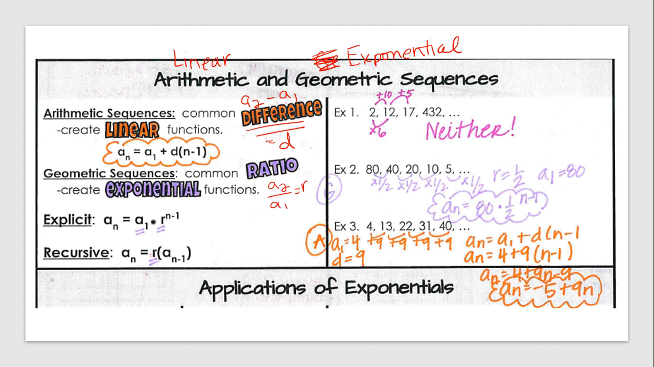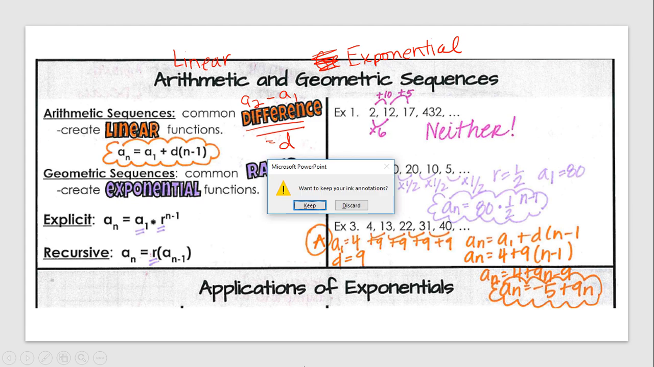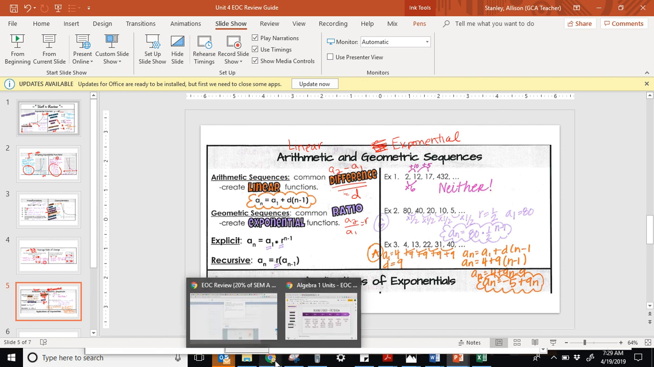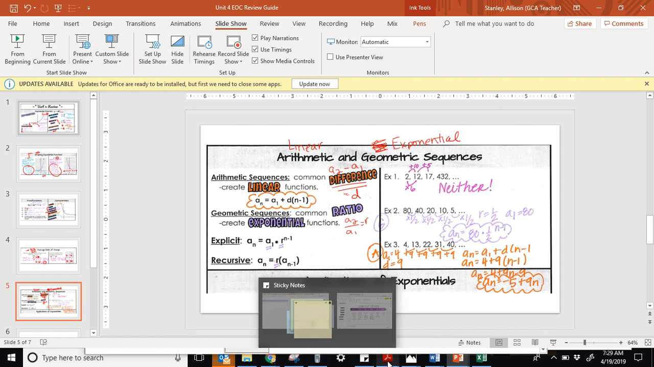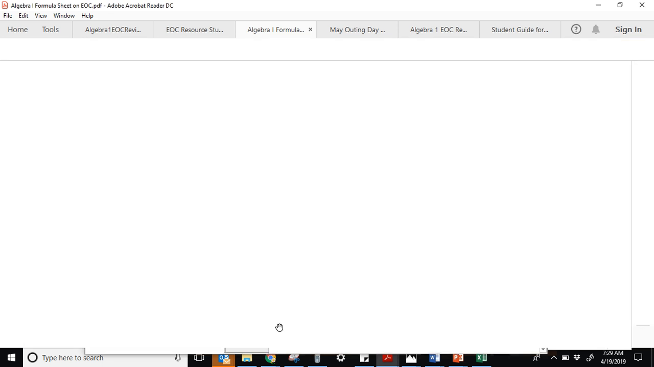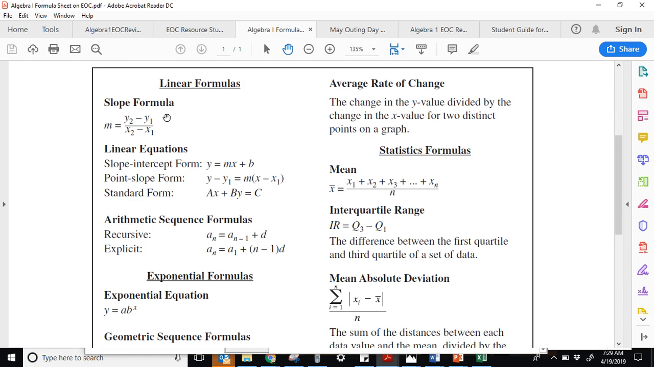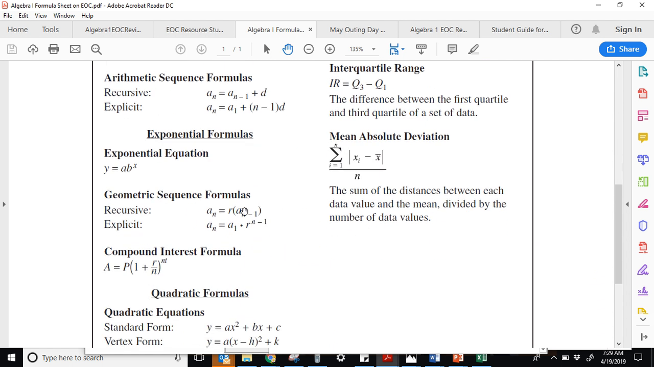Again, the a and the d are not on your formula sheet specifically, but your explicit and recursive rules are. So let me just pull that up really quick. Notice under linear formulas, you have your arithmetic sequence. There's that d for the common difference. And then here is your geometric formula. And there's the r for the common ratio.